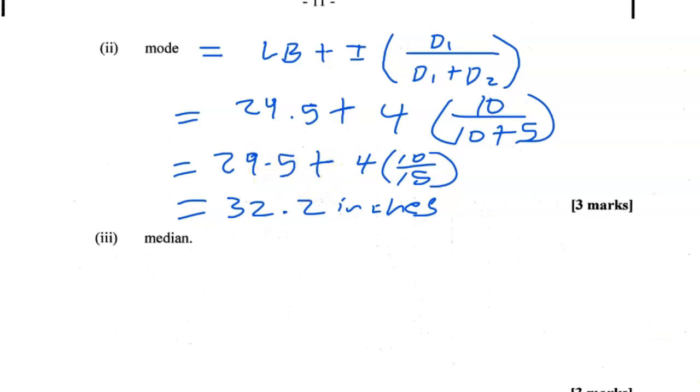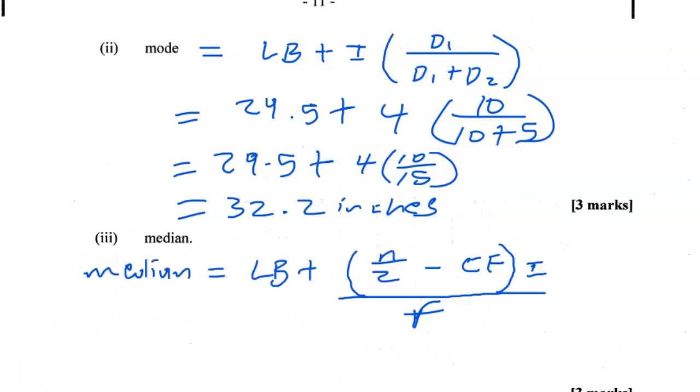Let's write down the median formula. So that's our median formula. Let's fill in the values now. The only things we know so far are the class interval, I, the class width, which is 4, so I is 4. And n is the total number of patients in the data set, so n is 40. Let's find the rest of the information: the cumulative frequency, F, and the lower boundary. Let's go back to the table.